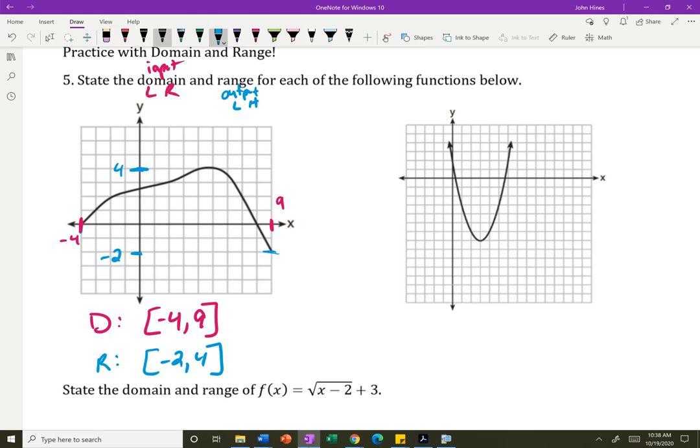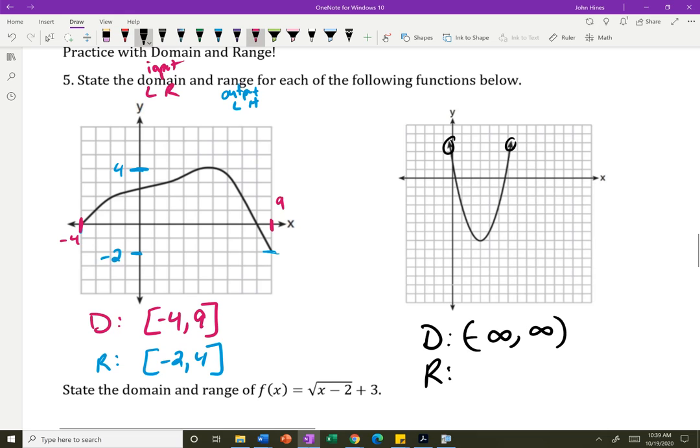All right, I got a nice little U-shaped graph over here, but those arrows mean it goes on forever. So it goes on forever that way. So the domain is -infinity to +infinity. It goes on forever in both directions.